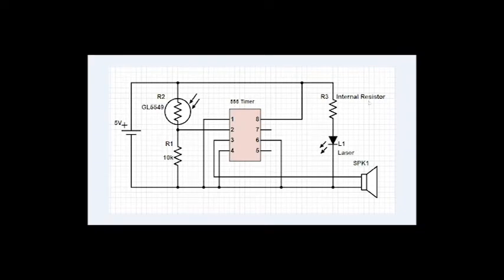Over on this side, we have the laser module. Since the laser module that we're using has an internal resistor built in, we can just connect the positive to the positive and the negative to ground. And if you're using your own laser diode, I recommend that you connect a resistor in series with your laser diode to prevent it from drawing too much current and potentially damaging your laser diode.